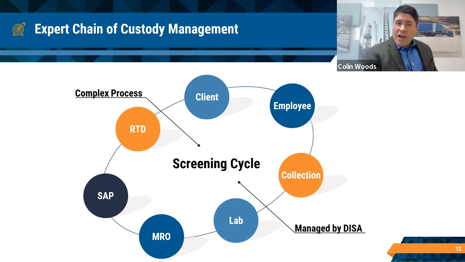Now, we've got two other circles in this chain of custody process that could occur based on those policy requirements or regulatory requirements. The first one is the SAP, or Substance Abuse Professional. This is the individual that is going to coordinate with the employee to identify what, if any, follow-up testing is required, what, if any, counseling or treatment is required. Again, these are separate professionals outside of the laboratory or MRO or DISA as a TPA relationship, and they are certified professionals that will make that evaluation and determination.